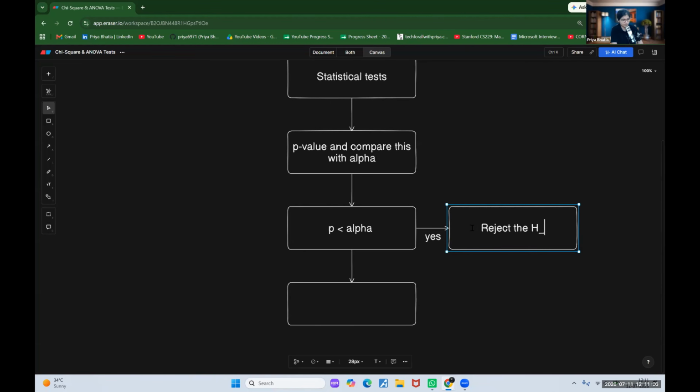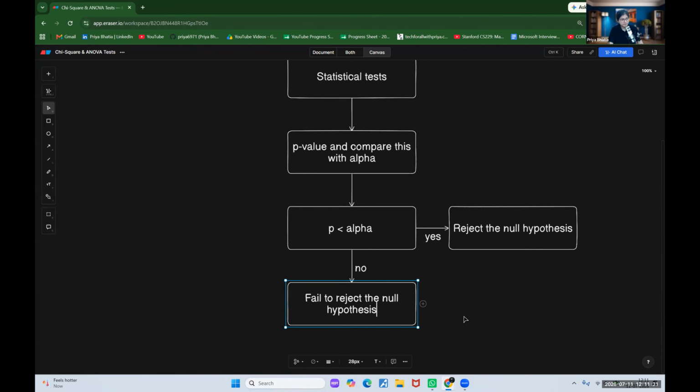H0. This is another way to represent it, or you can just mention it as null hypothesis. And if this value is no, in that case, what will we do? We will fail to reject the null hypothesis.